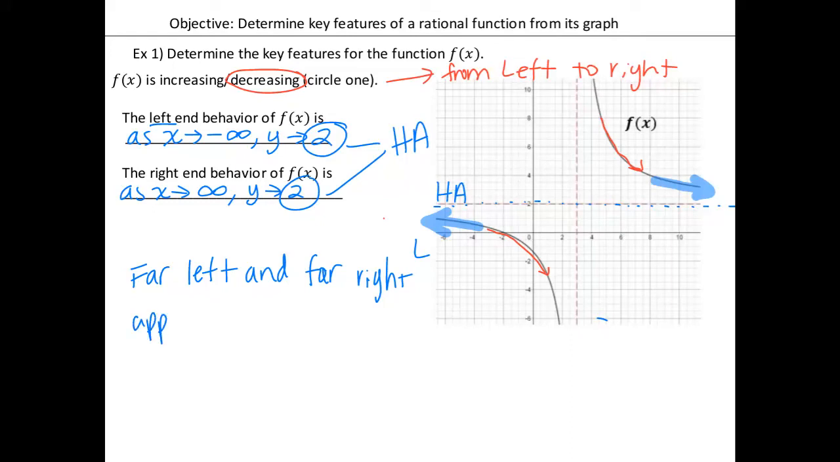approach the horizontal asymptote. The two end behaviors are always going to be approaching the horizontal asymptote.